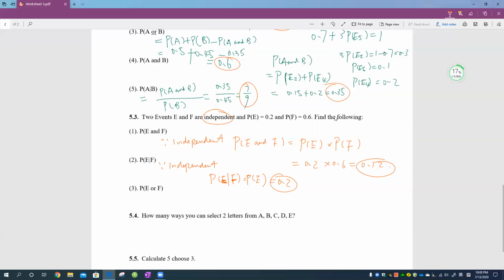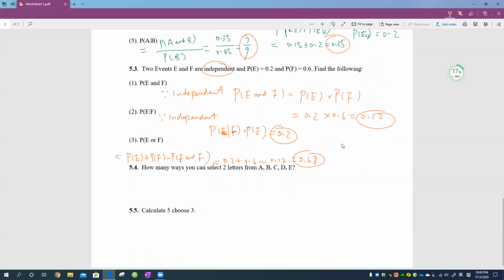And E or F. So that is probability of E plus probability of F minus probability of E and F. So that's going to be 0.2 plus 0.6 minus 0.12. So that's going to be 0.68.